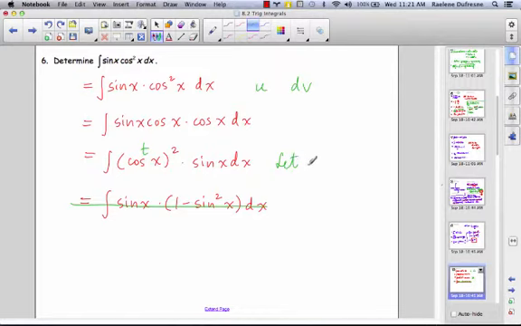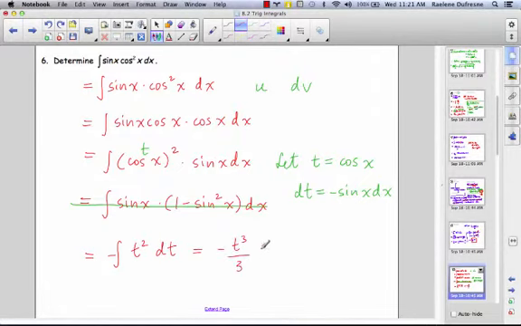We're going to let t equal cosine of x, and dt equals negative sine x dx. And so we can proceed by calling this the integral of t squared times negative dt. So we get negative t cubed over 3 plus a constant, which is negative 1/3 cosine cubed x plus c. And of course, taking the derivative of this should produce sine x cosine squared x.